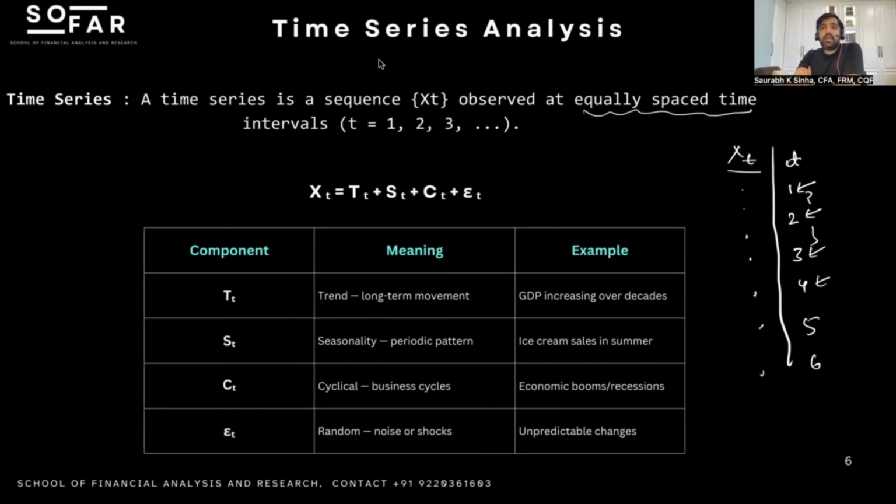So it has to be what? Equally spaced in terms of time, for any data, whether it is stock price, GDP, interest rate, or inflation. So what I'm trying to say is, if you are studying stock price, the stock price of today, yesterday, day before yesterday, what is the time interval? One day. So equally spaced time intervals. Okay. This is the definition of time series.